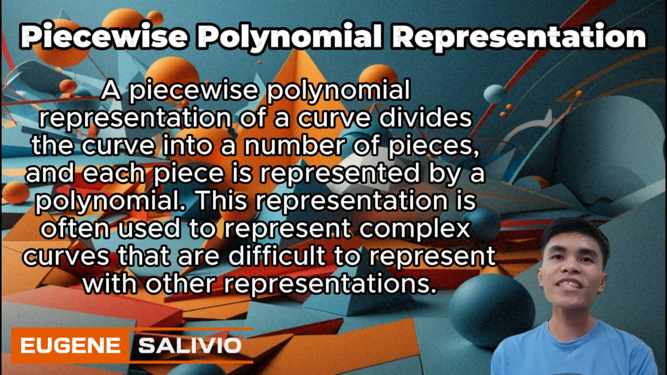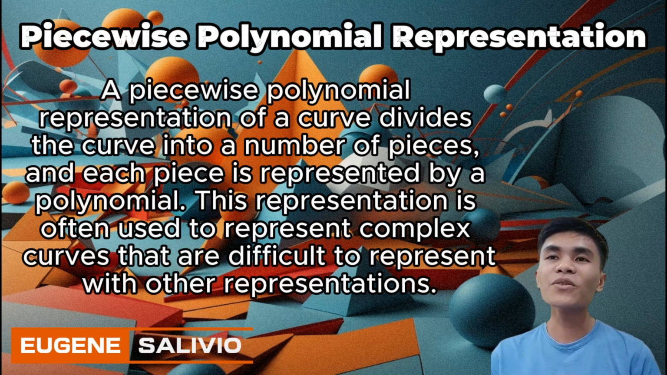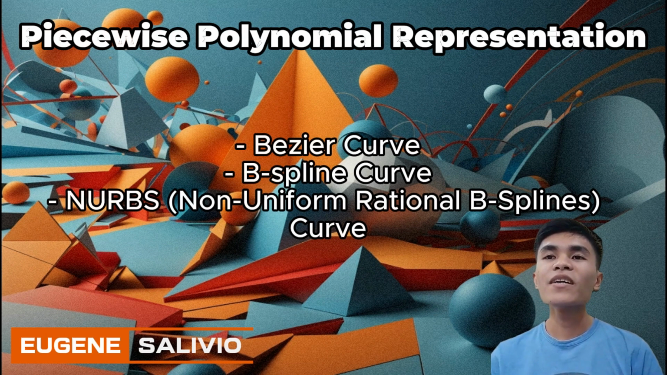And the last one is piecewise polynomial representation. In a piecewise polynomial representation, the curve is divided into a number of pieces, and each piece is represented by a polynomial. This representation is often used to represent complex curves that are difficult to represent with other representations. Here are some examples of piecewise polynomial representation.